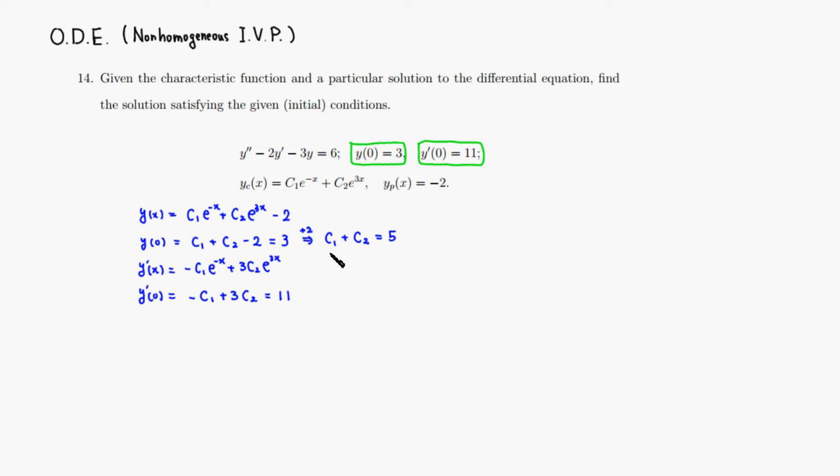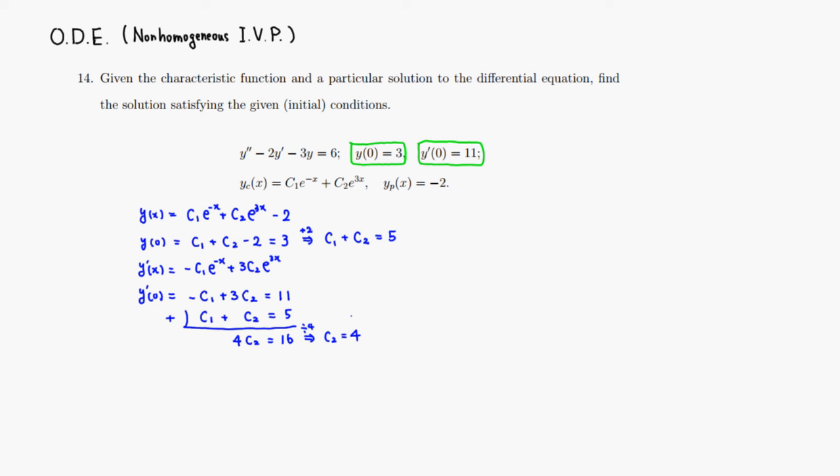All right, so let's combine these two equations. I'm going to just add them up. So c1 plus c2 is equal to 5, and we simply add these two equations. Negative c1 plus c1 cancel out. 3c2 plus the 1c2 would be 4c2, and 11 plus 5 is 16. So we can divide through by 4 to get c2. So c2 is going to be 4.